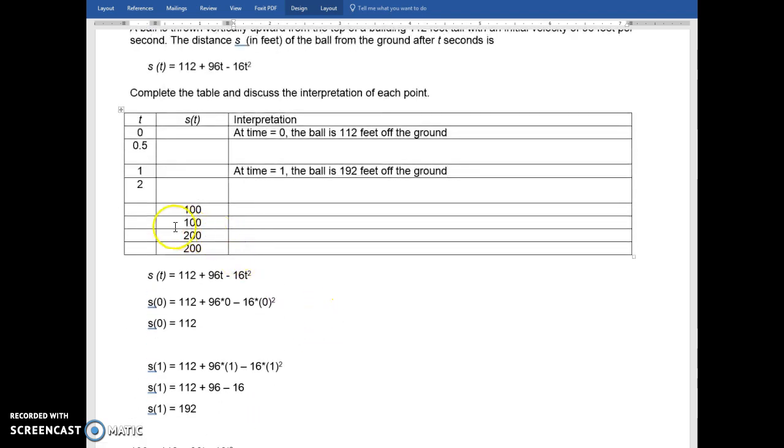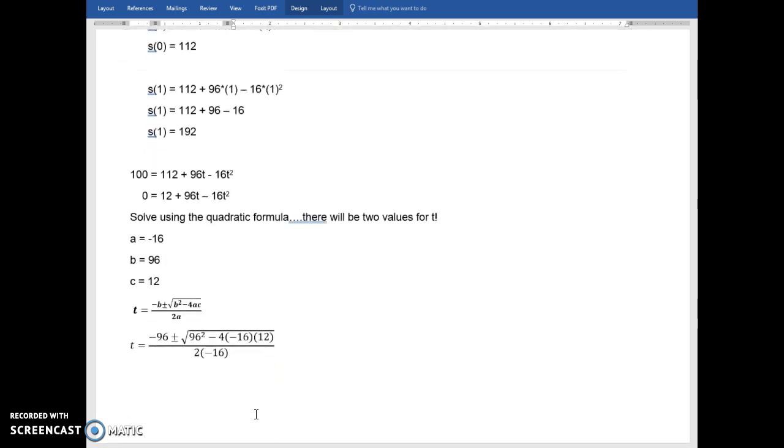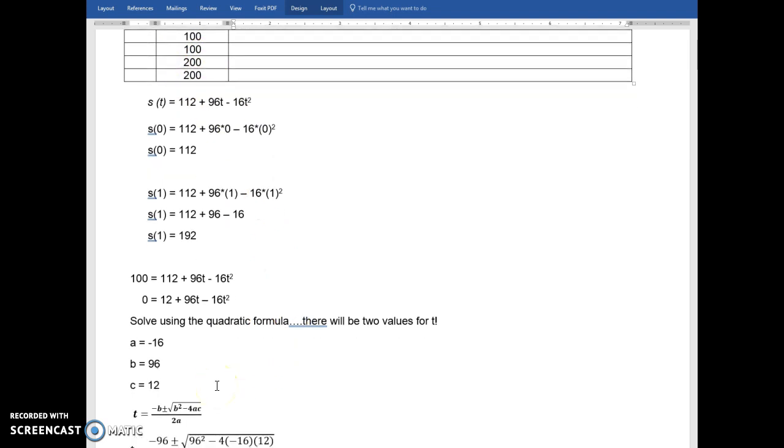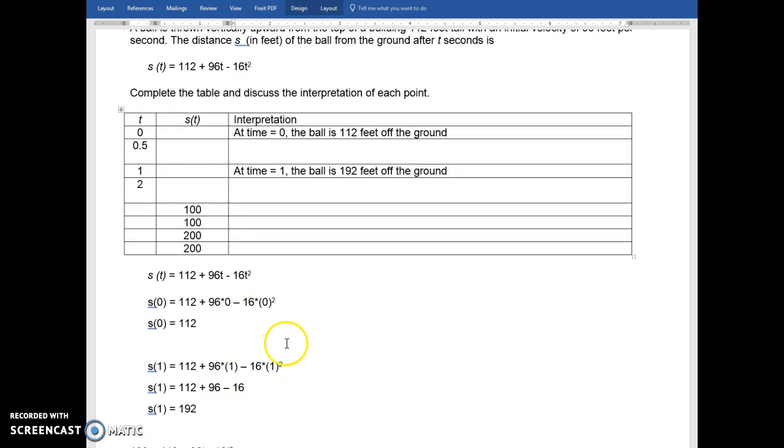When you do this for 200, you will get two positive values for t, and that would make sense because the person's going to throw the ball, it's going to go up, it's going to reach its peak, and we assume that peak is somewhere above 200 feet, so it'll reach 200 feet on the way up, and then once it reaches the peak and heads back down, it'll again reach 200 feet above the ground. So two values for t when the height is 200 feet should make sense. I just want to make sure that that's clear on how we're working the table.